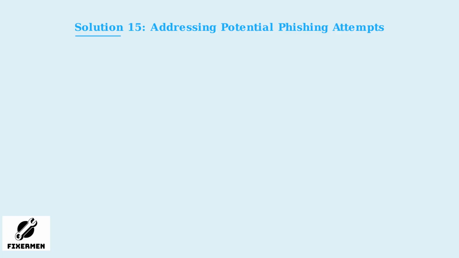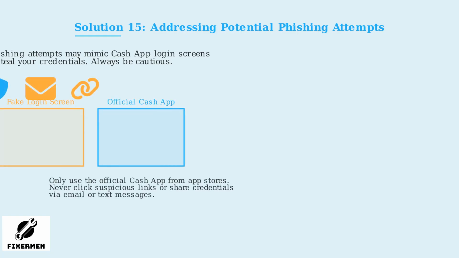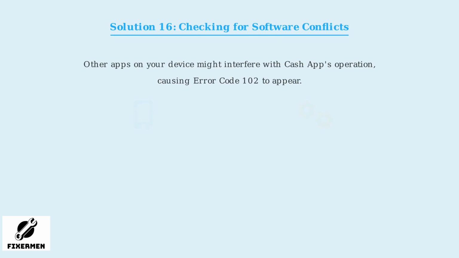Solution 15 focuses on addressing potential phishing attempts. Phishing scams often create fake login screens that look like Cash App to trick you into entering your username and password. These scams can come through suspicious emails, text messages, or links that appear legitimate. To protect yourself, only download and use the official Cash App from trusted app stores like the Apple App Store or Google Play Store. Be extremely wary of any emails, texts, or websites asking you to log in or provide your Cash App credentials.